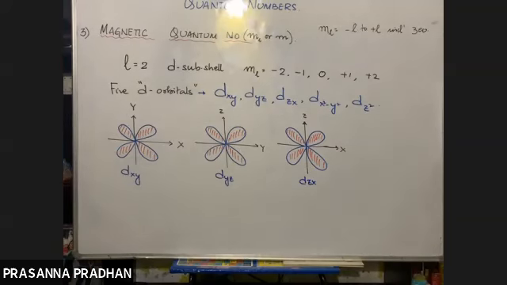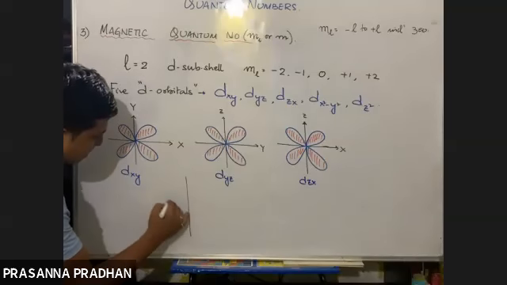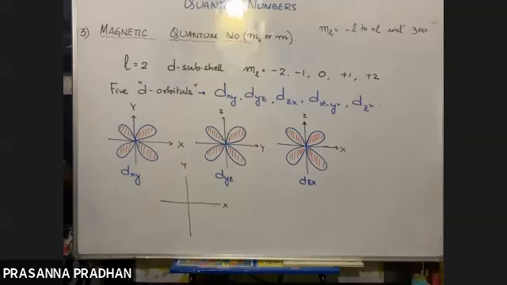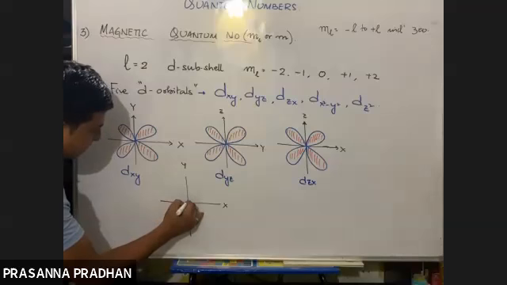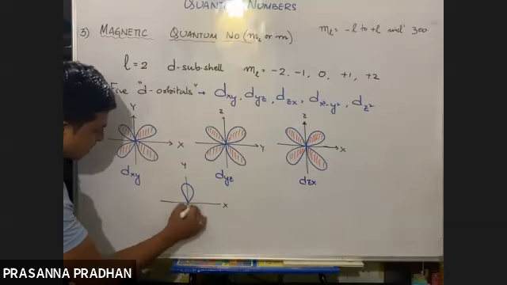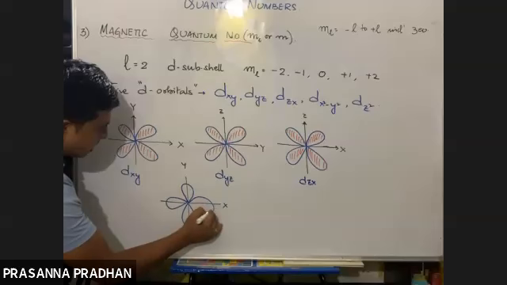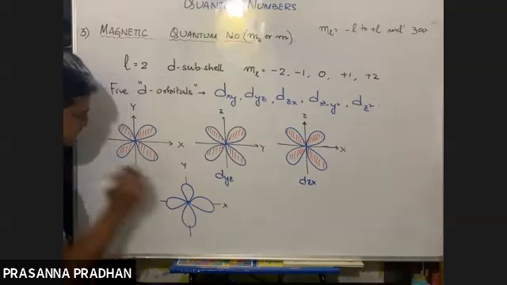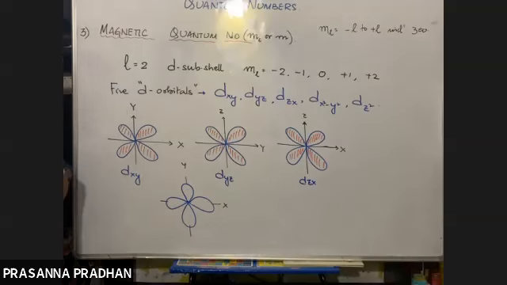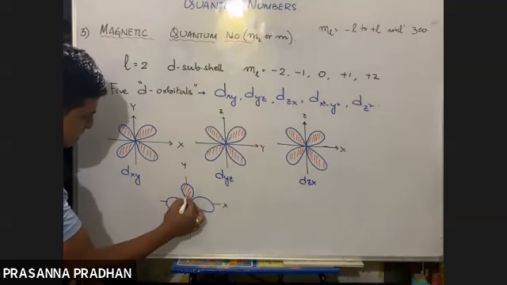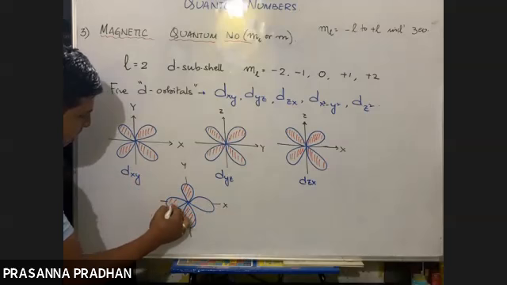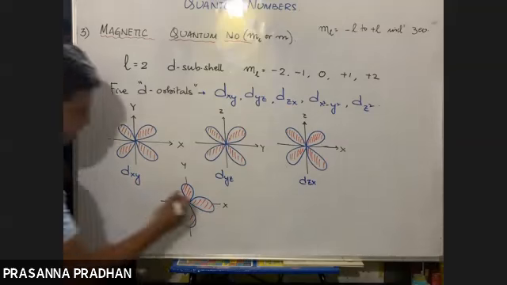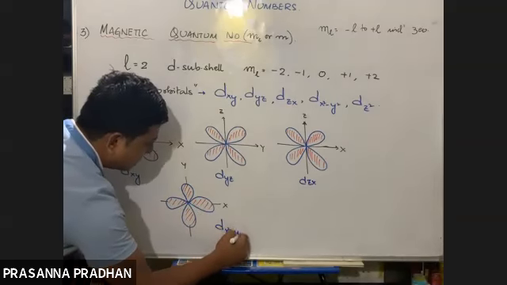Now the other 2, let us discuss. I'll again consider this as the x and this as the y. Now these 2 orbitals have the lobes oriented along the coordinate axes like this. So dx square minus y square means the electrons can be found along the x-axis and the y-axis. That means there is a maximum electron density along the x-axis and the y-axis.